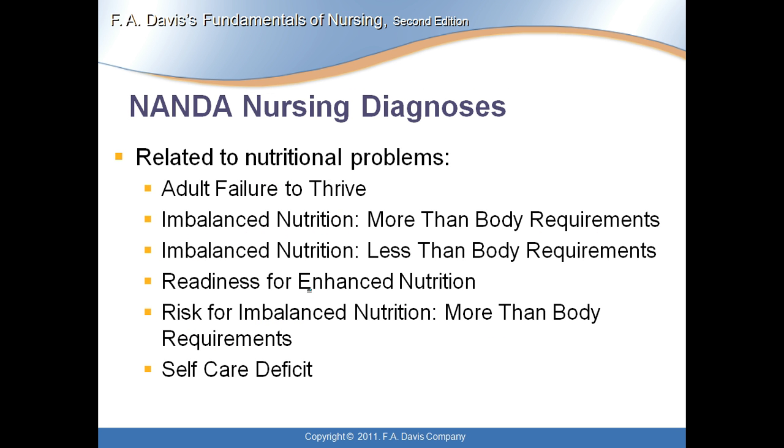Some NANDA nursing diagnoses related to nutritional problems. We have adult failure to thrive. We've got imbalanced nutrition, more than body requirements. Imbalanced nutrition, less than body requirements. We've got readiness for enhanced nutrition, which means that they're ready to learn about how to eat better and buy better foods. We've got risk for imbalanced nutrition, which is more than body requirements, which means that you're not obese, but you will get there. And we also have self-care deficit.